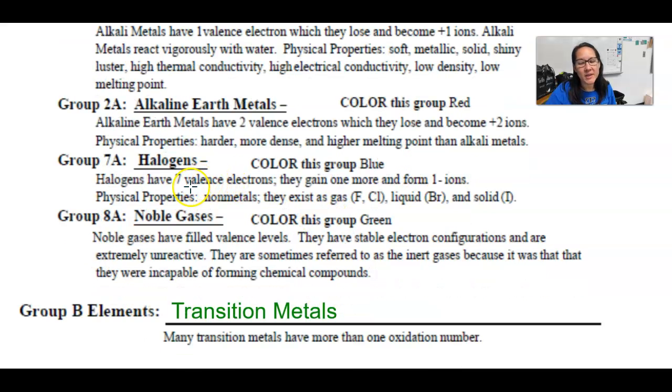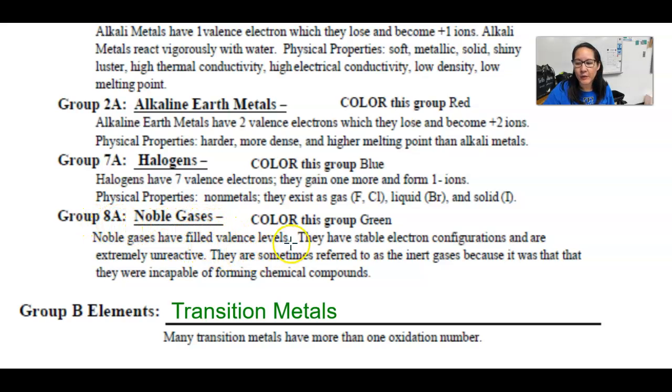The halogens are group 7A of our representative elements. They have 7 valence electrons and will tend to gain 1 electron to form a -1 ion. Their properties are that they are nonmetals, that they exist as gases, fluorine and chlorine, a liquid, bromine, and a solid, iodine. And then group 8A of the representative elements are the noble gases.